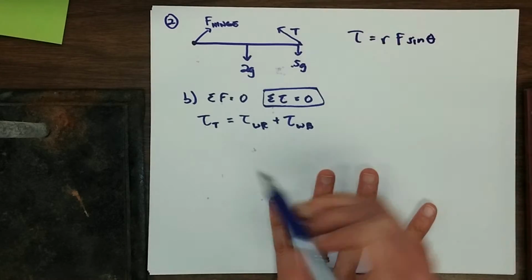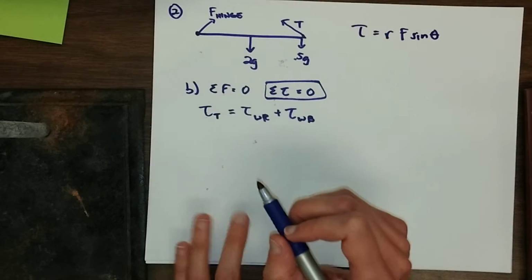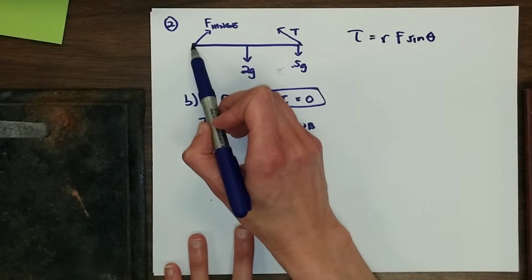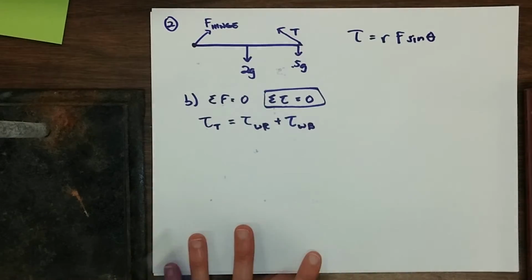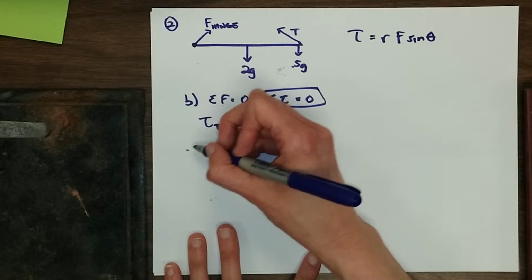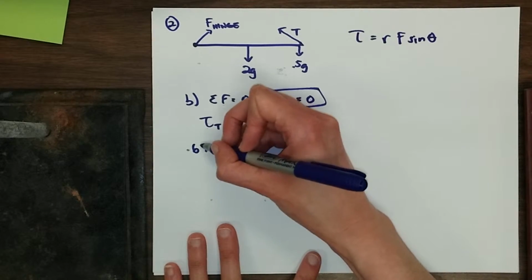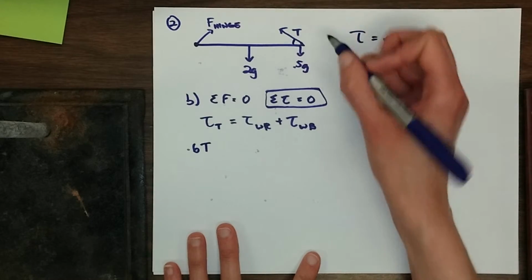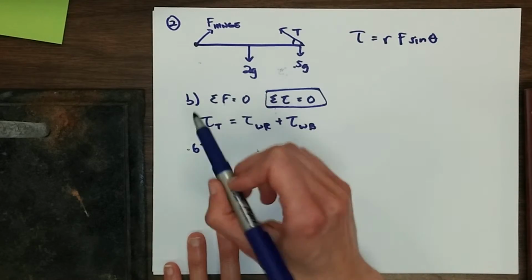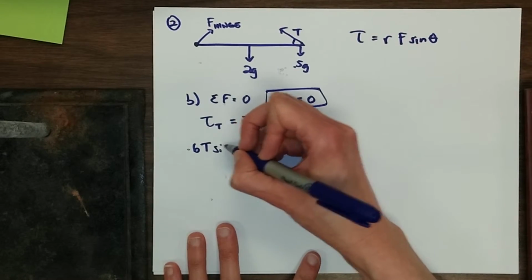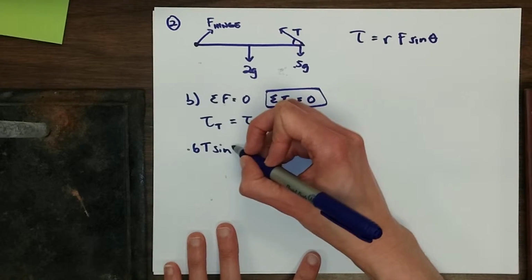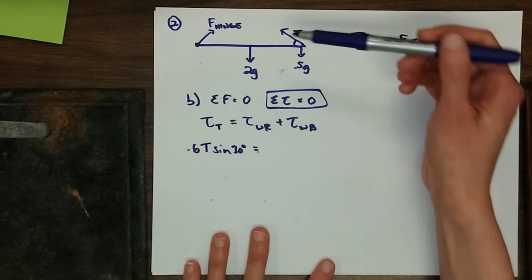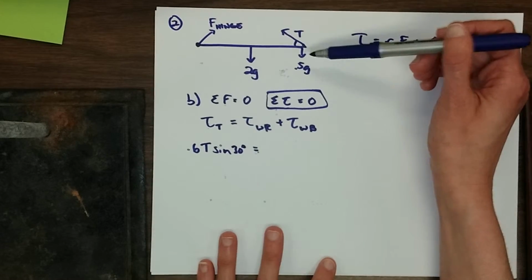So the torque from the tension force, R is the distance from where that force is happening to my pivot point, which is the length of the rod, which we know is 0.6. The force we don't know, but we're calling it T for tension. And then this little angle between R and F, it tells us is 30 degrees, so we would have sine of 30 degrees. And then that has to equal the sum of the torques from the two weights.